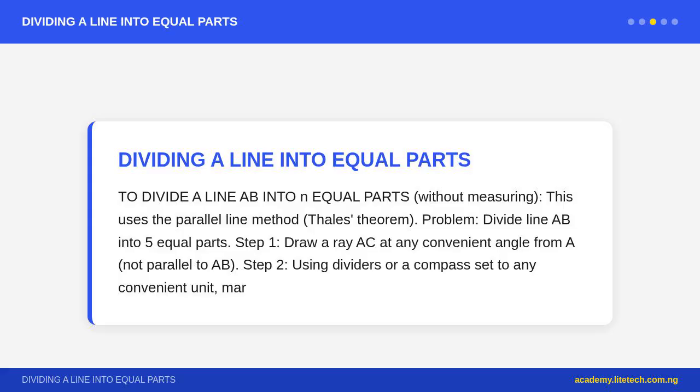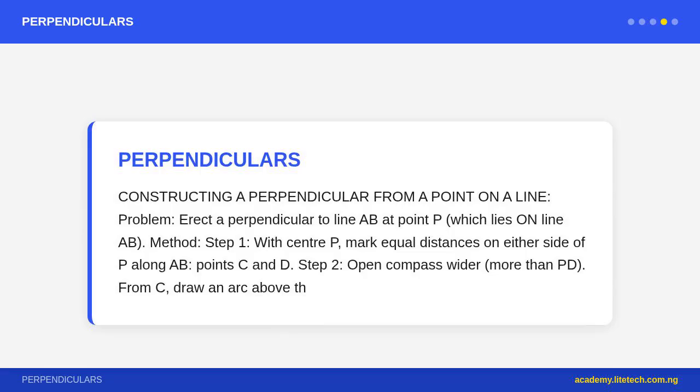Step 3. With the same radius from D, draw an arc below the line, intersecting the arc from C at Q. Step 4. Draw line PQ. Result: PQ is perpendicular to AB. The foot of the perpendicular is where PQ crosses AB.